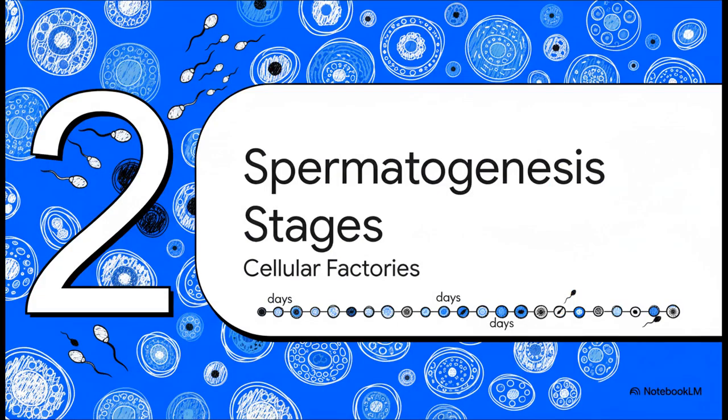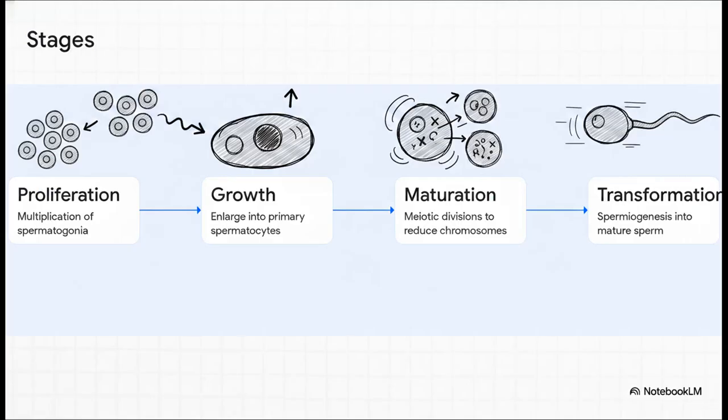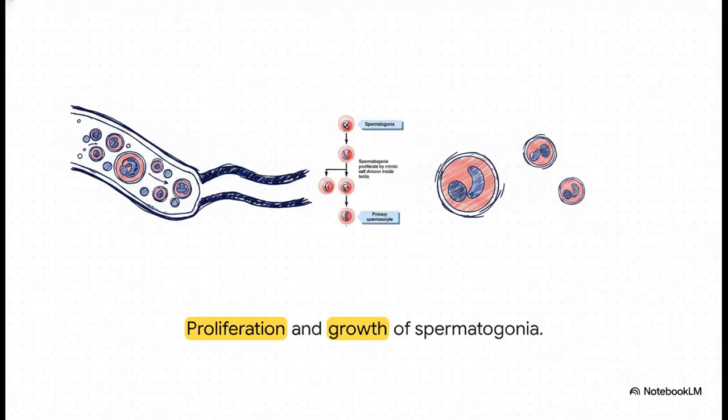Moving right along to Section 2, spermatogenesis stages, the cellular factories. So there are 4 chronological stages that transform a primitive, early germ cell into a fully mature spermatozoon. These steps are proliferation, growth, maturation, and transformation. Let's break them down. It all kicks off with proliferation. Primitive cells called spermatogonia basically multiply by mitotic cell division. They're just copying themselves over and over again inside the testis.